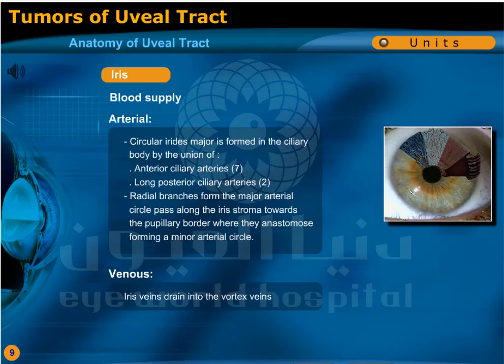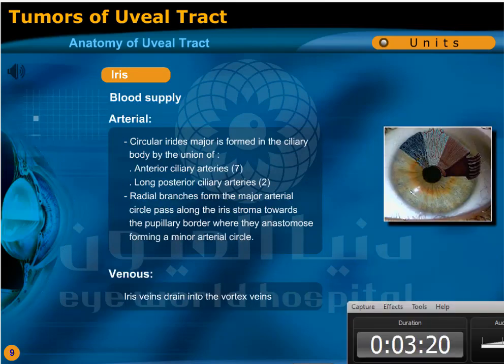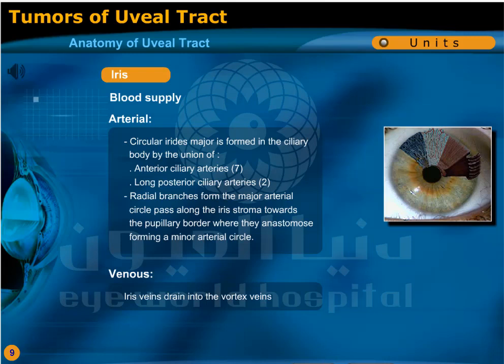Blood supply. Arterial. Circular iridus major is formed in the ciliary body by the union of anterior ciliary arteries, which are 7, and 2 long posterior ciliary arteries. Radial branches from the major arterial circle pass along the iris stroma towards the pupillary border, where they anastomose, forming a minor arterial circle. Venous. Iris veins drain into the vortex veins.